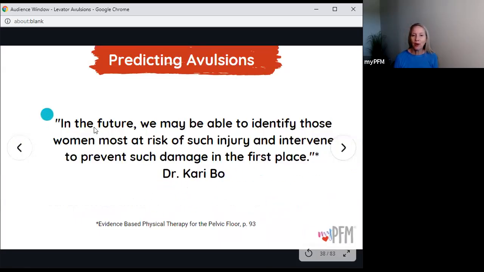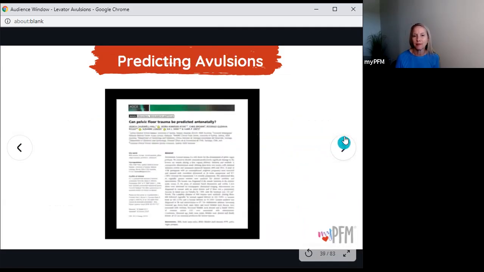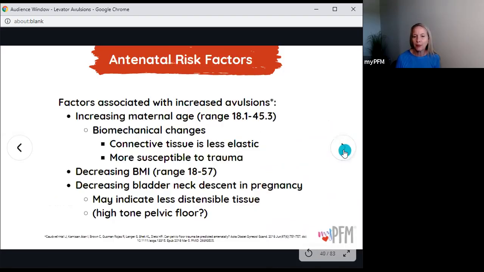Again, Dr. Carrie Bow, in the future, we may be able to identify those women most at risk of such injury and intervene to prevent such damage in the first place. Here is a good article. Can pelvic floor trauma be predicted antenatally? Factors associated with increased avulsions.